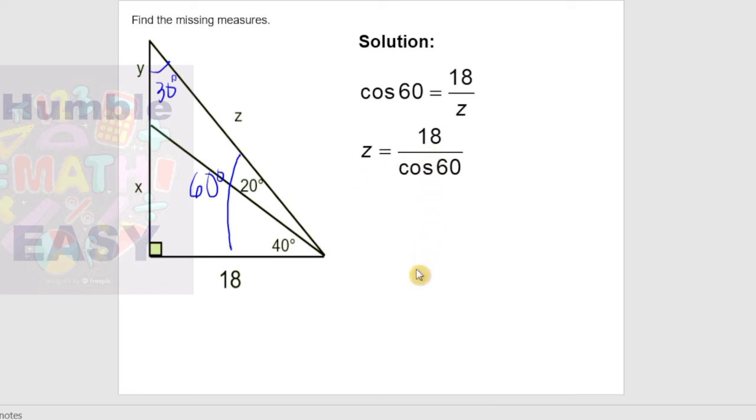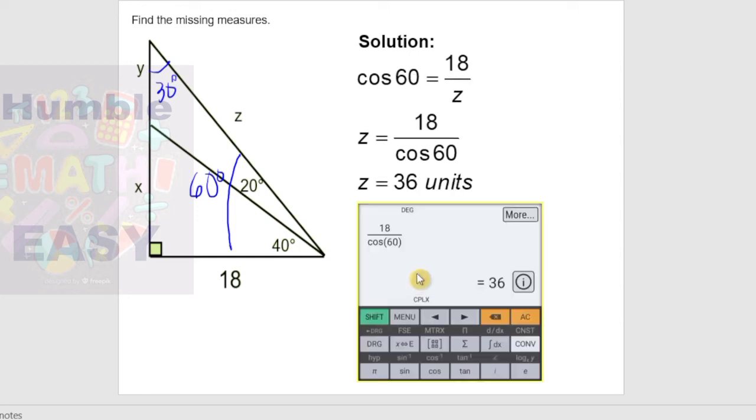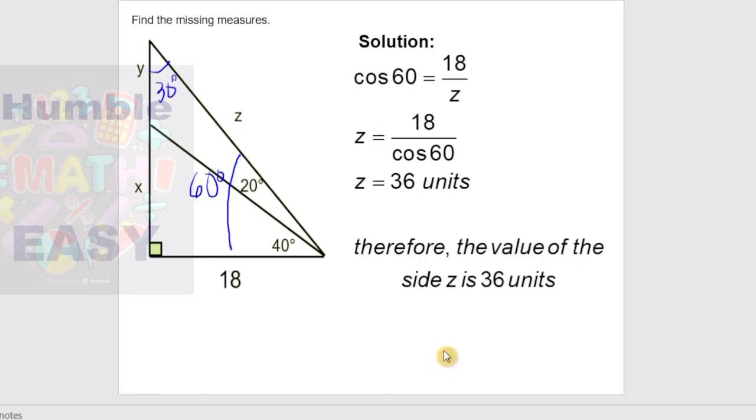Now, if we're going to make use of the calculator, we could work it out. Double check, it is in degrees. So 18 divided by cosine 60 is now equivalent to 36. Okay? So we could say further that the value of the side z is 36 units. So we already have the x and the z.